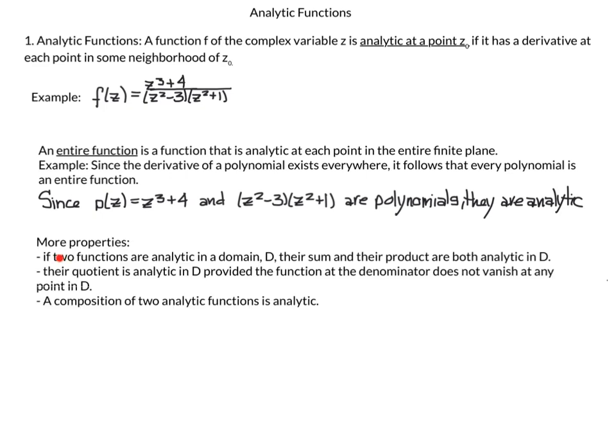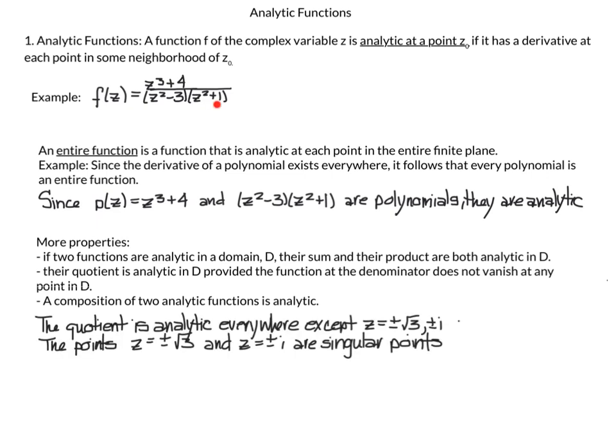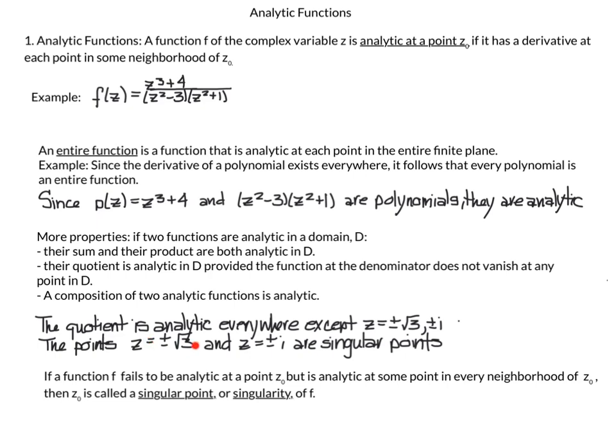And we also know from our overview slide, if we have two functions that are analytic in a domain D, then their quotient is analytic in D, provided the function in the denominator does not vanish. So when we look at this quotient of our two polynomials, so two analytic functions, this will be analytic provided the denominator does not vanish. So we have to look and see where the denominator goes to 0. And the points where this denominator goes to 0 is where z is equal to plus or minus square root of 3 and z is equal to plus or minus i, which means the quotient is analytic everywhere except at these points. And last, I call these 4 points, z equals plus or minus square root of 3, z equals plus or minus i, singular points, because in the neighborhood of these 4 points, the function is analytic.